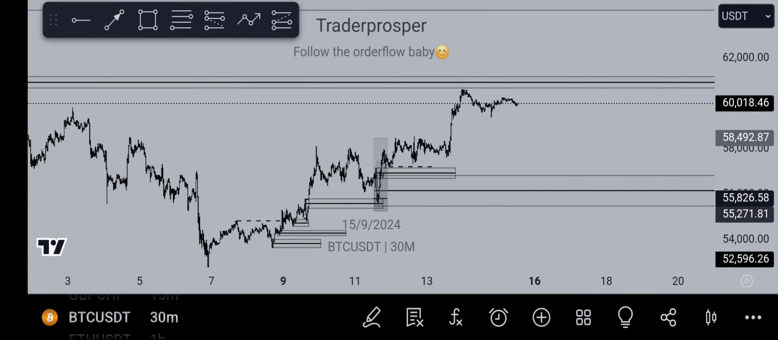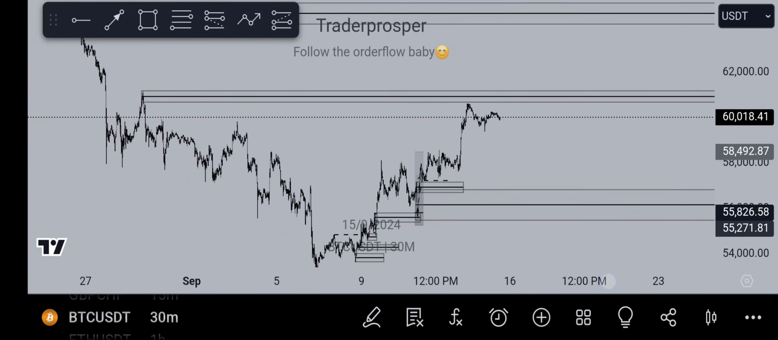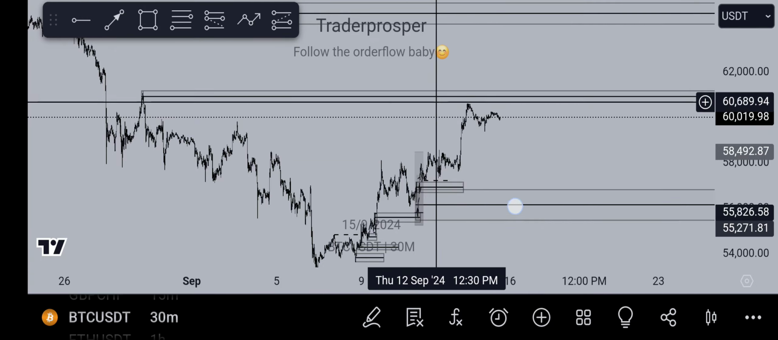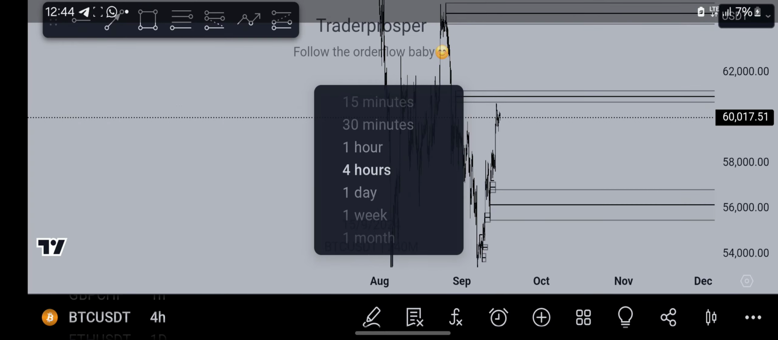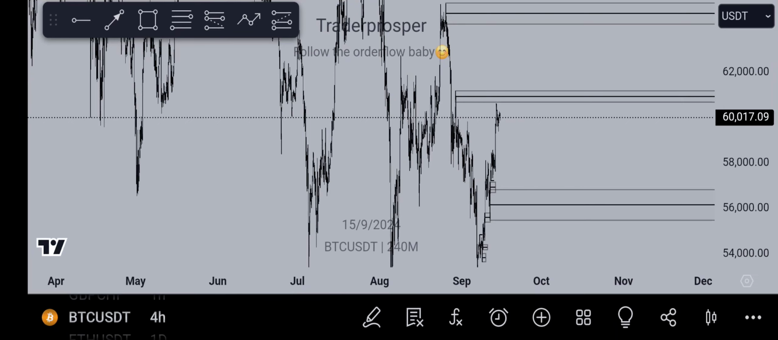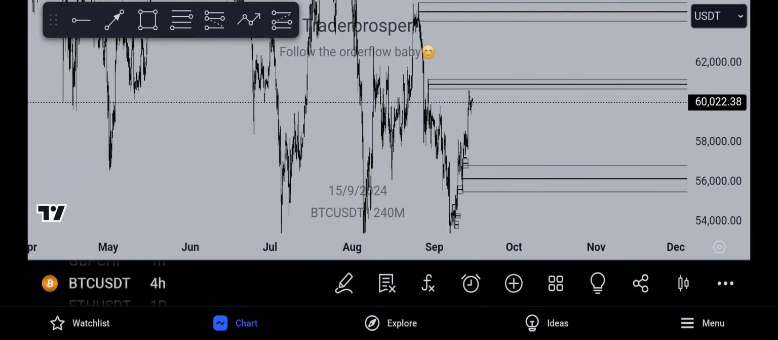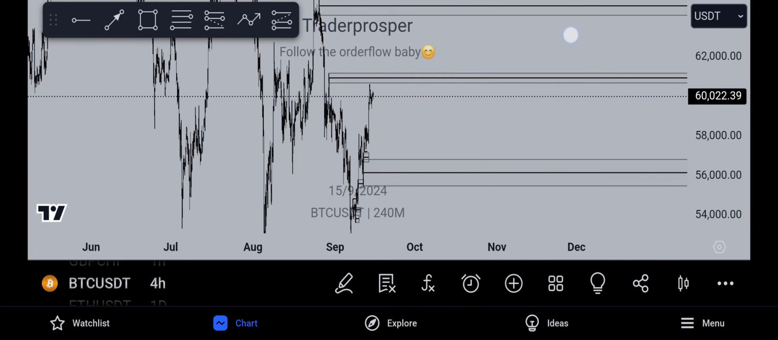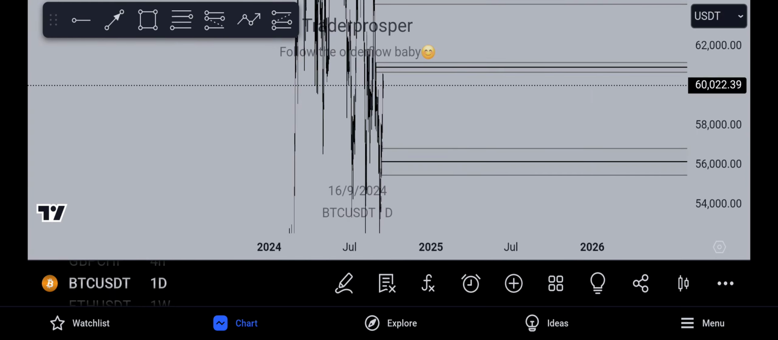And then currently, what I'm expecting on BTC is for this guy to switch to sells. If you go to the higher time frame, sorry, the daily time frame, let me exit this full screen. Okay, so on the daily time frame, yeah.